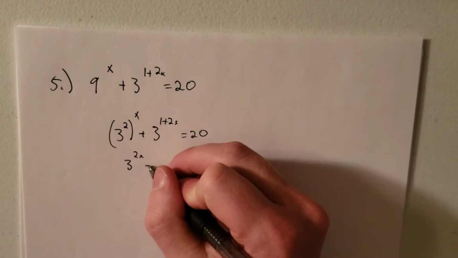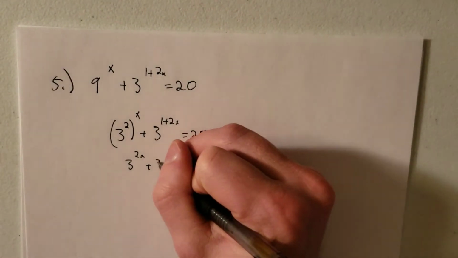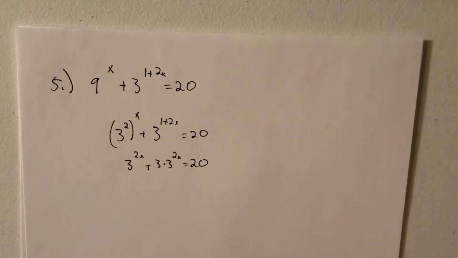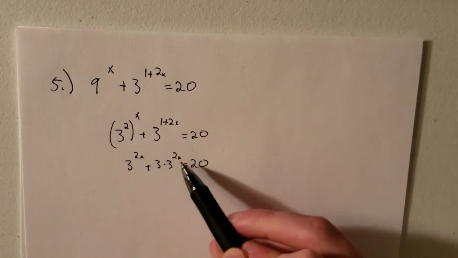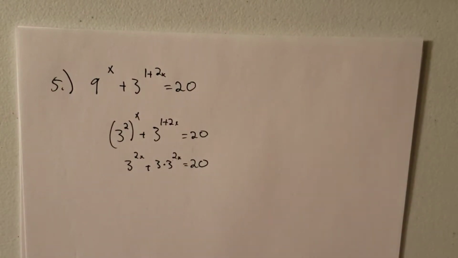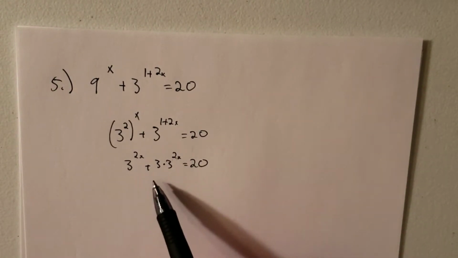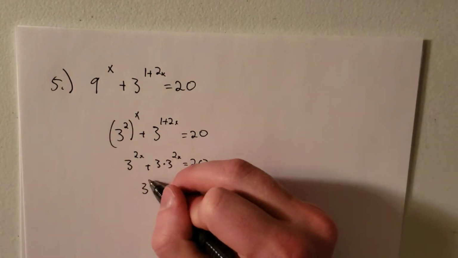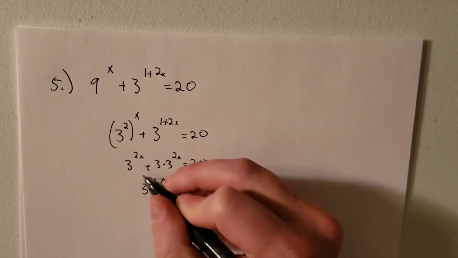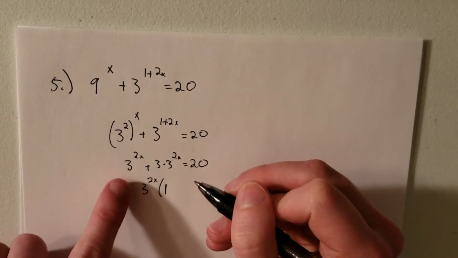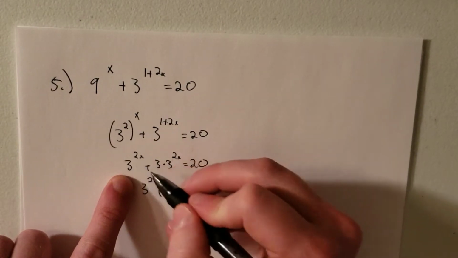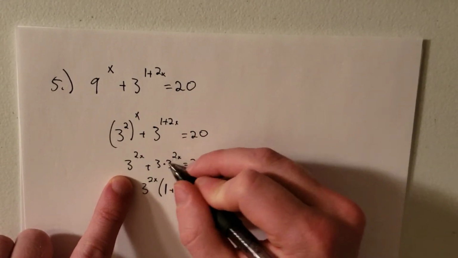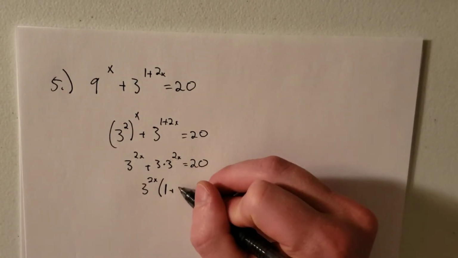Also, we can rewrite 3 to the 1 plus 2x as 3 times 3 to the 2x. Now we have a 3 to the 2x and a 3 to the 2x, so we can factor out that 3 to the 2x. If I factor out 3 to the 2x, we're left with a 1 over here, right? If we divide by 3 to the 2x, that would be 1. And if we divide by 3 to the 2x on this term, we get 3.